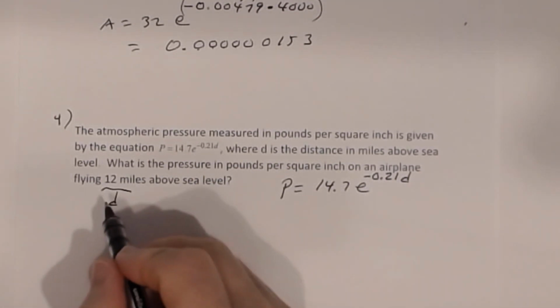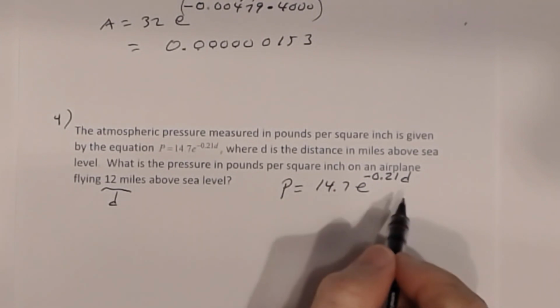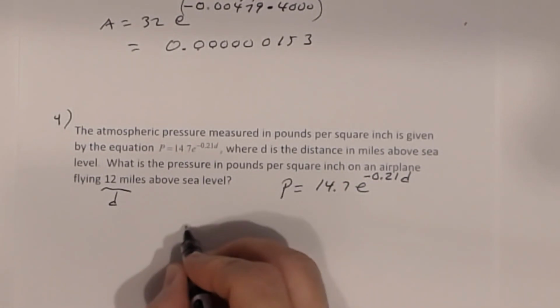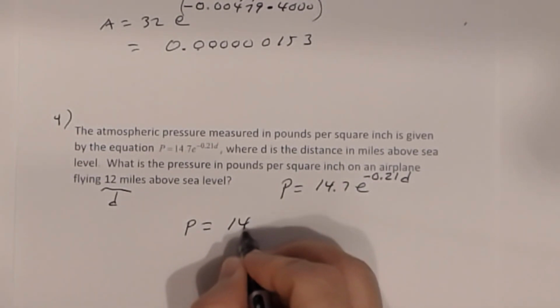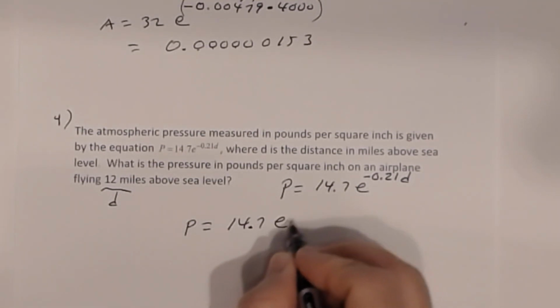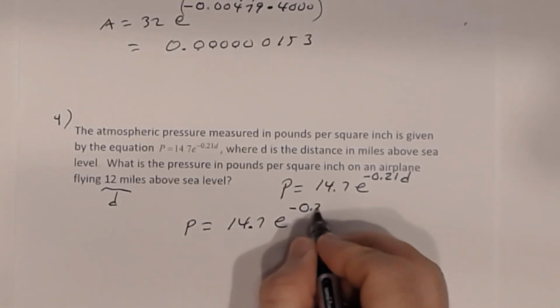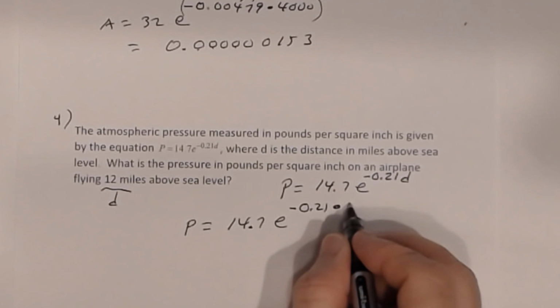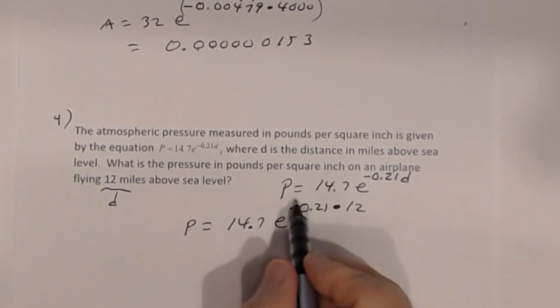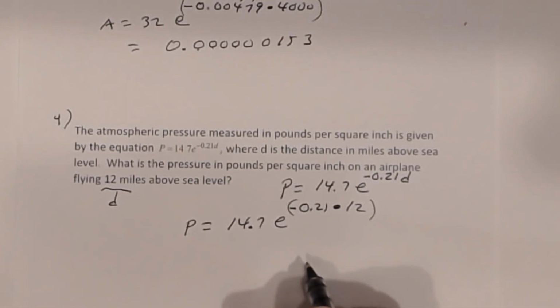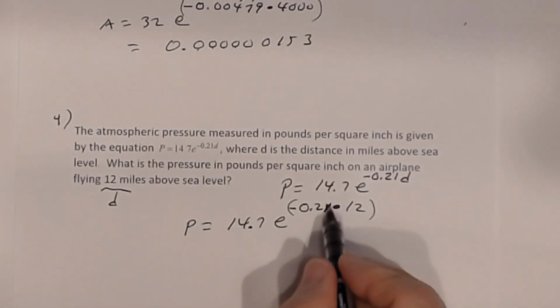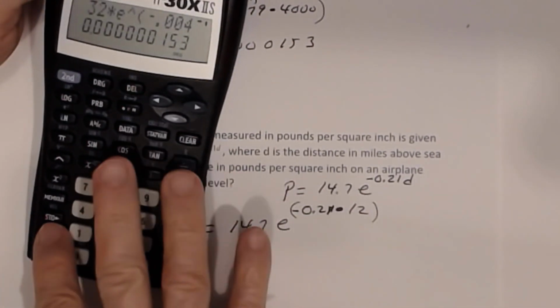And so all you do is substitute in place of D, you're going to substitute 12. So we get P equals 14.7 times e to the negative 0.21 times 12. Okay? I'm going to put that in parentheses in the calculator. So remember, that's 0.21 right here. All right, so let's go ahead and put it in the calculator.